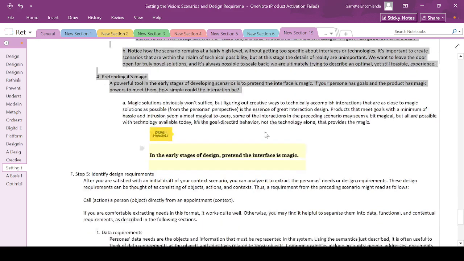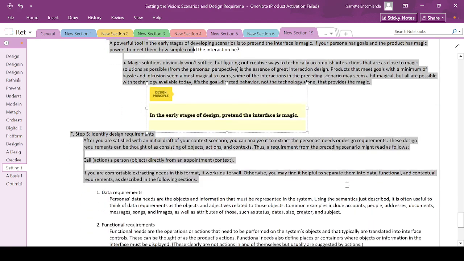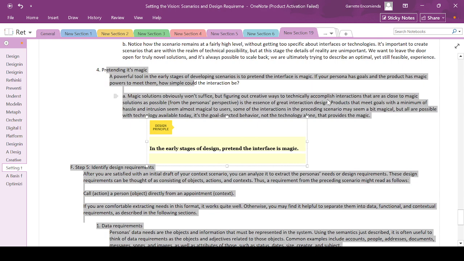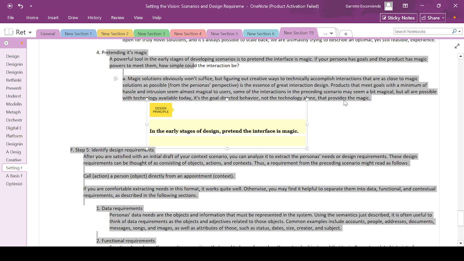Pretending it's magic: a powerful tool in the early stage of developing scenarios is to pretend the interface is magic. If your persona has goals and the product has magic powers to meet them, how simple could the interaction be? Magic solutions obviously won't suffice, but figuring out creative ways to technically accomplish interactions that are as close to magic solutions as possible from the persona's perspective. So remember, it's about their perspective on how they see that as magic. Removing their cognitive load, removing exercise, etc., is the essence of great interaction design.